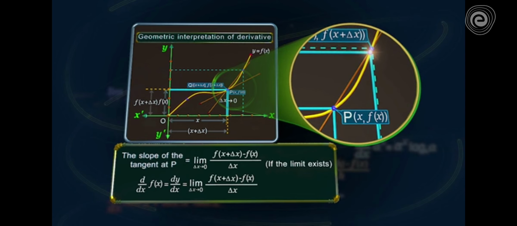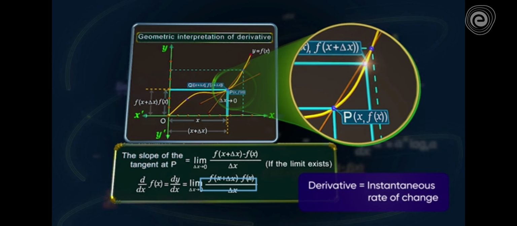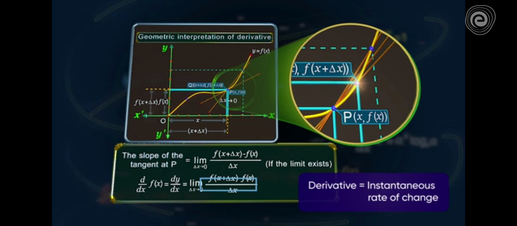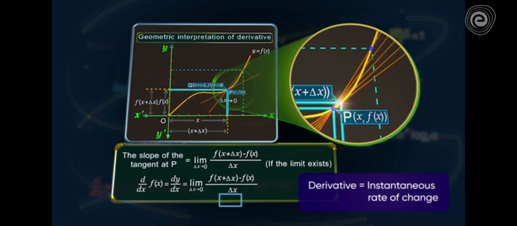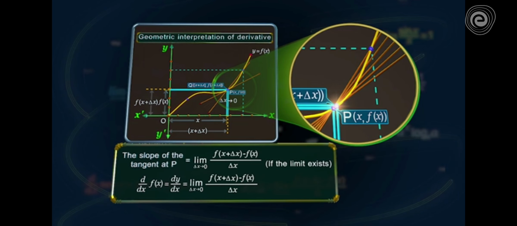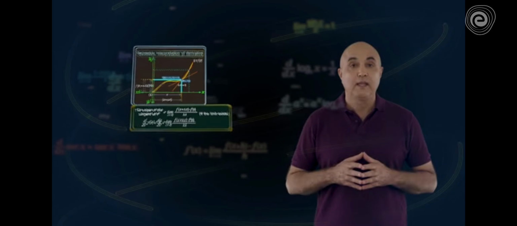We observe that the derivative is the instantaneous rate of change of the dependent variable with respect to the independent variable. The process of finding the derivative is called differentiation.